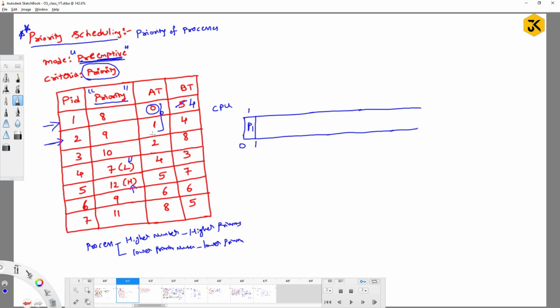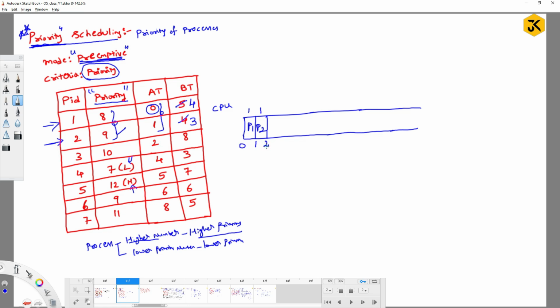Which one will get the higher preference? That is based on the scheduling algorithm we are following. We are following the priority scheduling algorithm, which means a higher number has higher priority. Out of these two processes, which has higher priority? Process P2. So process P2 will be scheduled first and allocated 1 unit of time, done by 2 units. As it is done with 1 unit, it is left with 3 units, right?